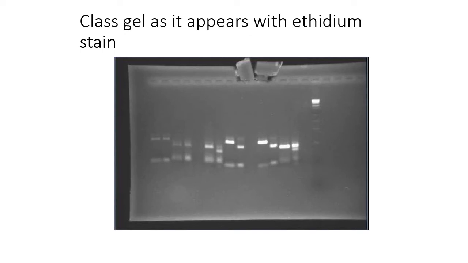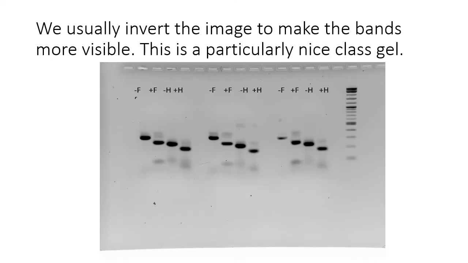Okay, so here's a picture of a glass gel. We ran the gel, regular agarose gel. These are bigger gels than the ones you have, but the idea is exactly the same. To make them easier to look at and easier to print, we usually invert the image to get the bands to be dark against a light background versus light against a dark background, because that makes it a little bit easier to see.